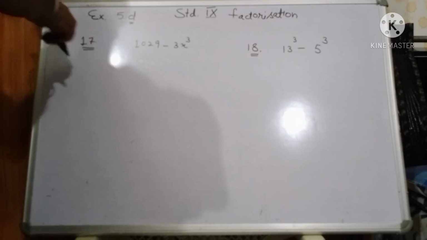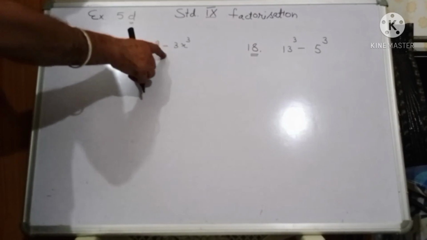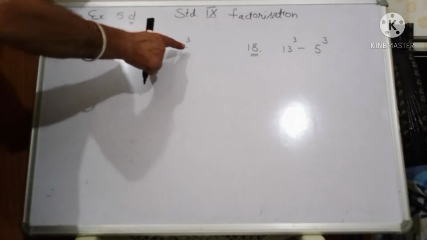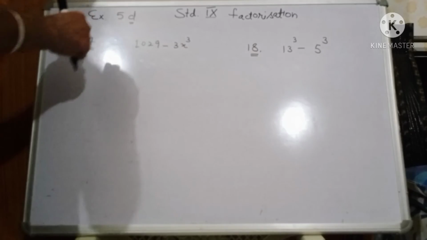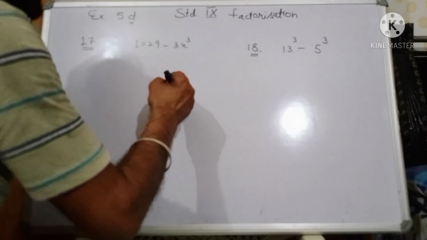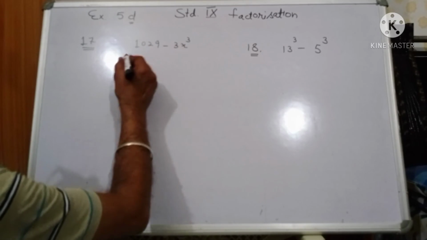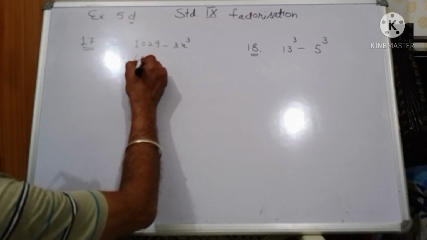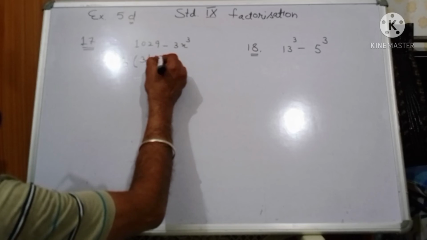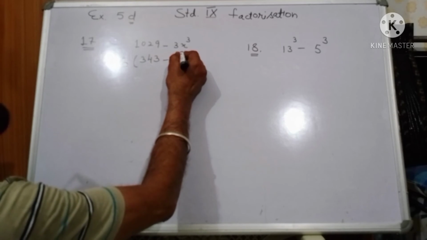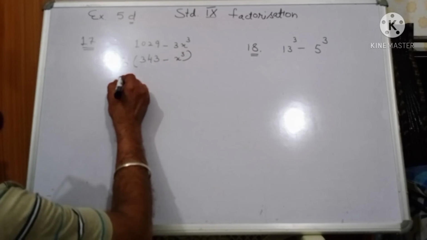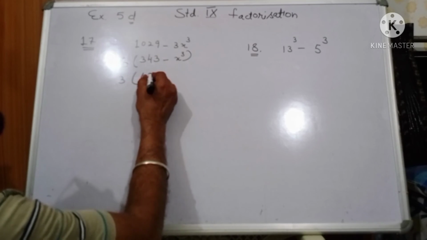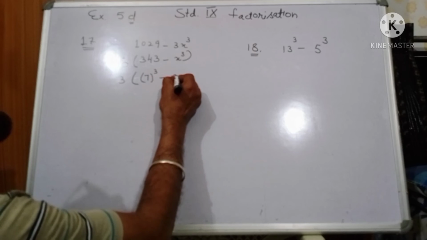Now we will take question number 17. 1029 minus 3x cube. Just see, none of the cube is complete. To make the cubes complete, we will take 3 common. What is left here? 343 minus x the cube. 343, you know, it is 7 the cube minus x the cube.